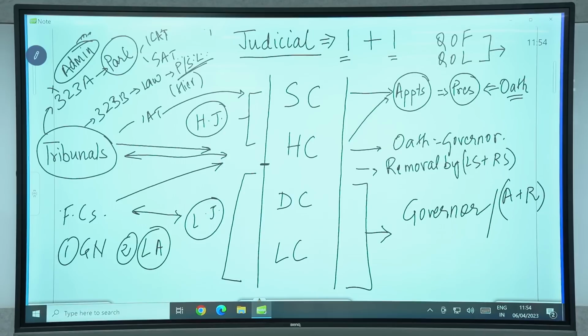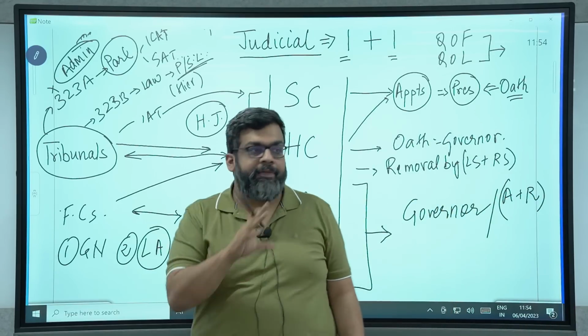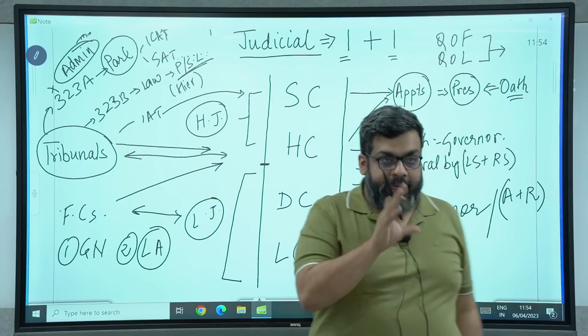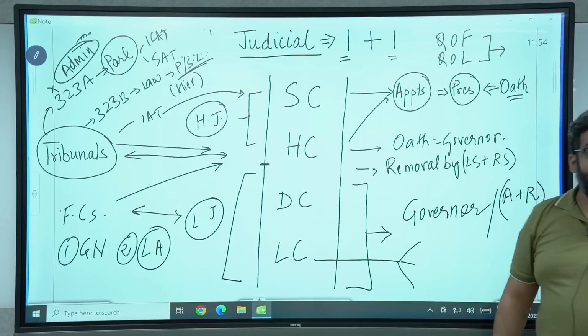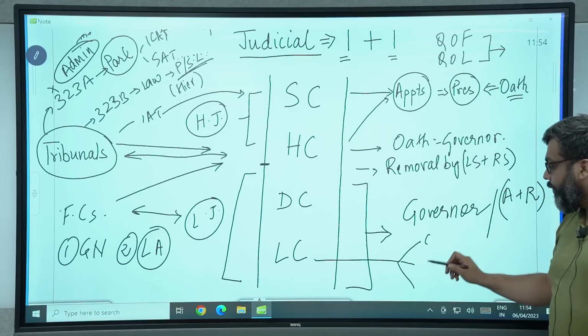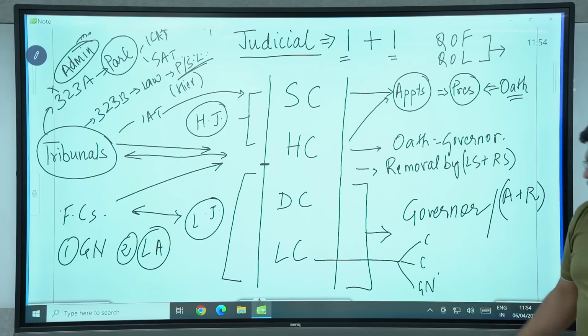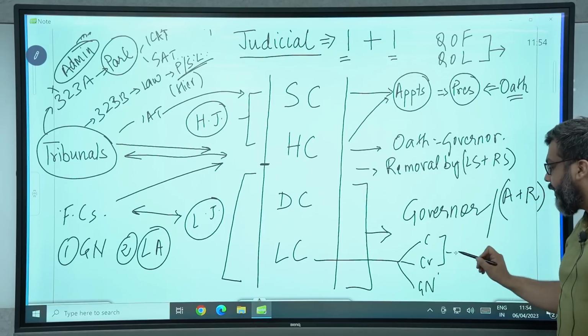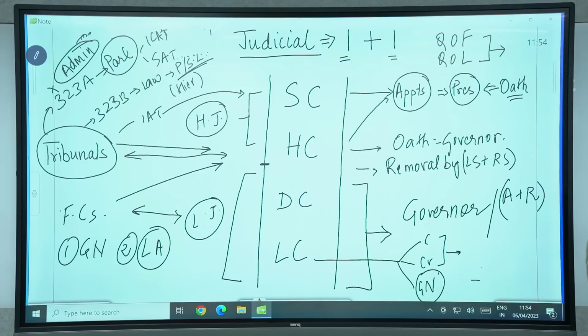So except for Lok Adalats, you have an appellate system for everyone. So technically, your lower court system is three-pronged: civil courts, criminal courts, and Gram Nyayalaya. Civil courts and criminal courts exist at the same level, and Gram Nyayalayas are at a lower level.